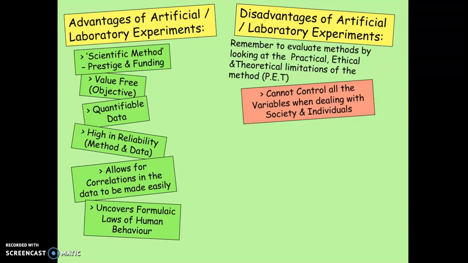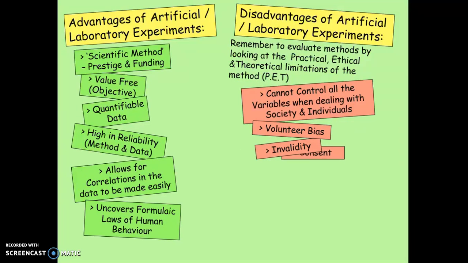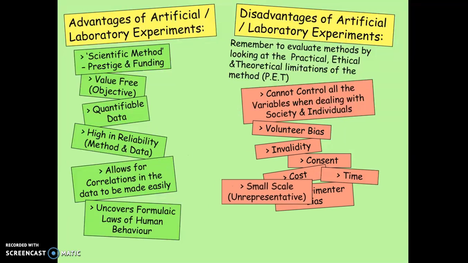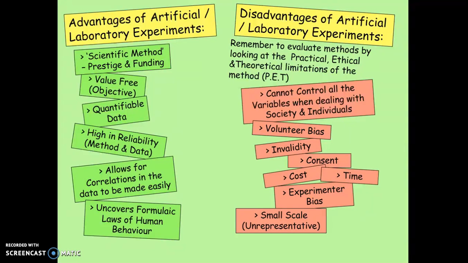So, disadvantages. Cannot control all the variables when dealing with society and individuals. Volunteer bias. Invalidity. Consent. Cost. Time. Experimenter bias. Small scale, unrepresentative. Are people passive? Artificial setting.